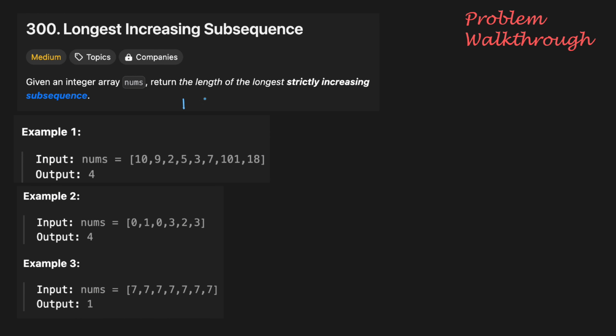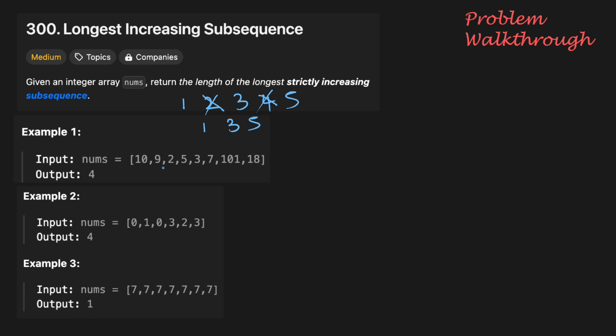For example, if the original array was 1, 2, 3, 4, 5, then 1, 3, 5 can be a valid subsequence, because even though it does not have elements like 2 and 4, all the remaining elements in the subsequence are in the same relative order as they are in the original array.